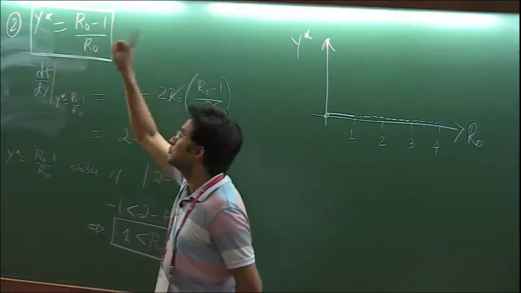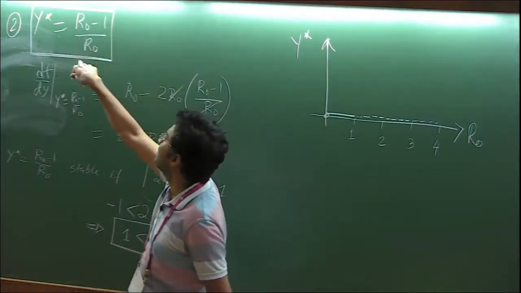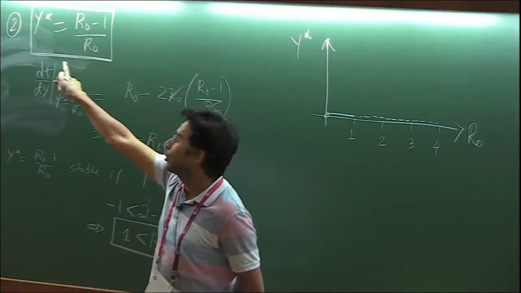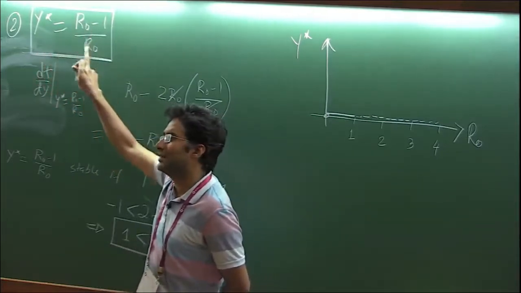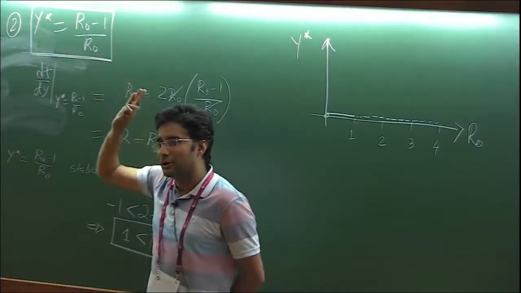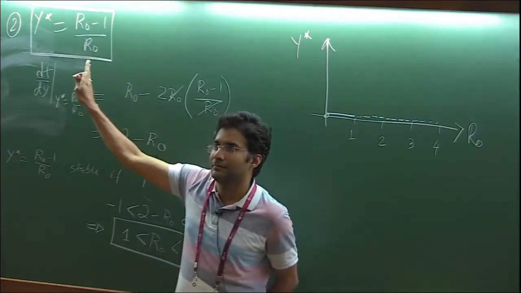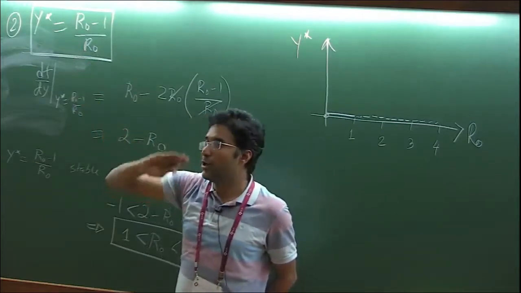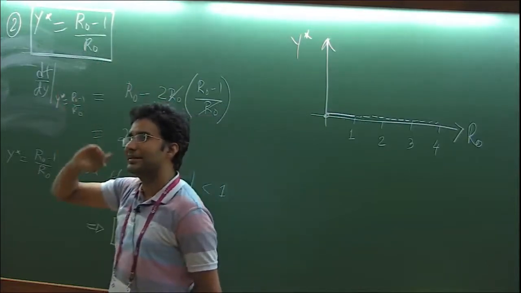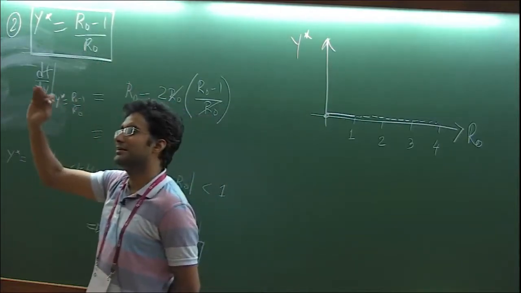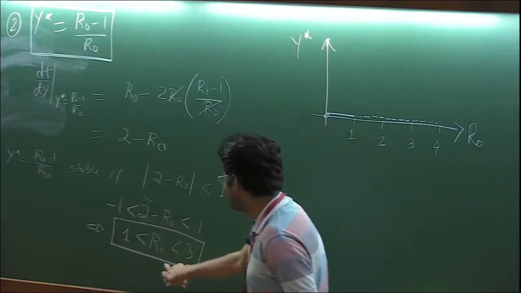For very large values, what happens to this? Let's say R0 is equal to 100. What will this be? 99 by 100, close to 1. Let's say R0 is equal to 1000. This will be 999 by 1000. Close to 1 but not quite 1. So this never really reaches 1. It's between 0 and 1 only, approaching 1 in an asymptotic way, with a decelerating rate. But of course, what does this condition tell us?